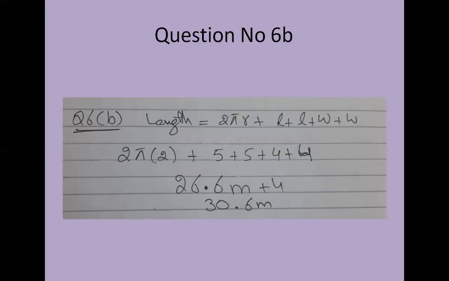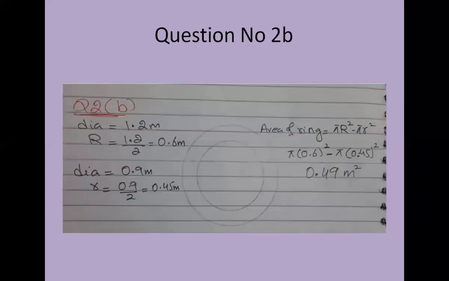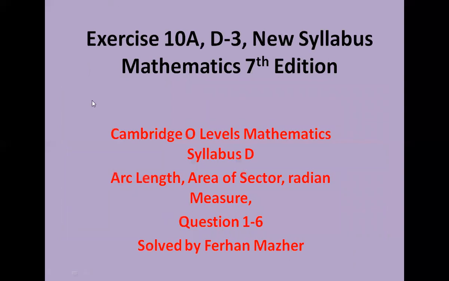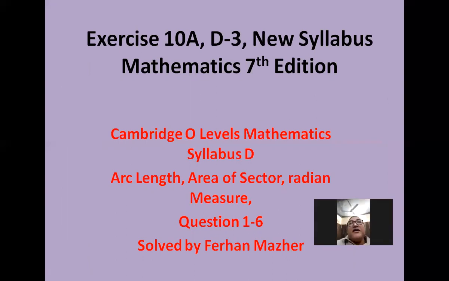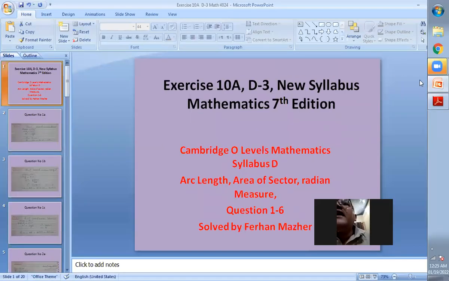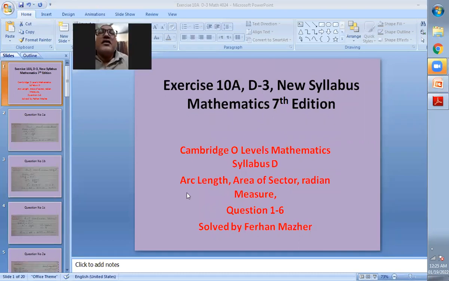So we are done with this portion. Today we have started solving exercise 10A from the D3 book. The name of the book is New Syllabus Mathematics, 7th Edition. In this session, we have solved question number 1 to question number 6. Question number 7 and so on, we will solve in another video, in another session. Hopefully you have understood how this is done.